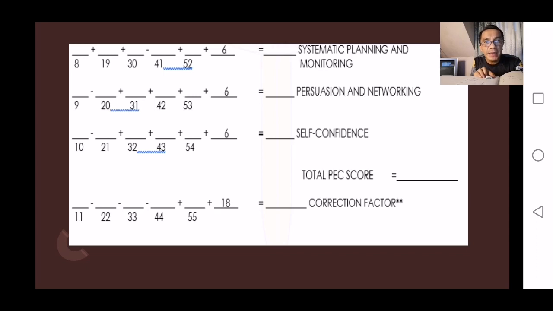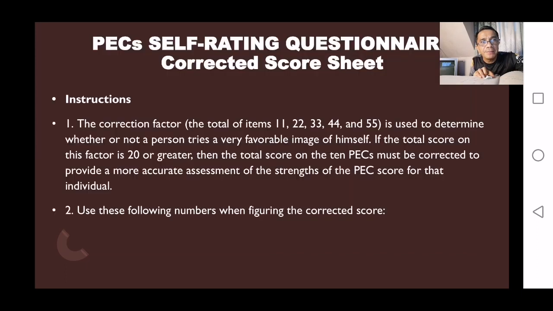And then, meron pa tayong isang i-compute. Same thing ang gagawin diyan. Get your answer in number 11, minus your answer in number 22, minus your answer in number 33, minus your answer in 44, plus your answer in 55, plus 18. And whatever total that you get there will now be what we call the correction factor. The correction factor. So, pakitandaan lang, correction factor yan. Next slide.